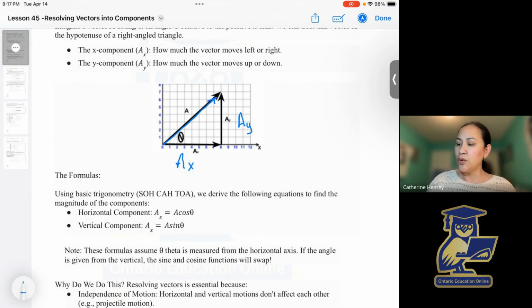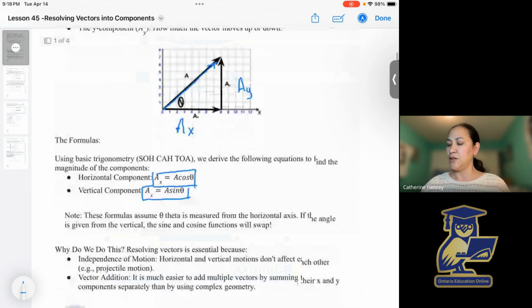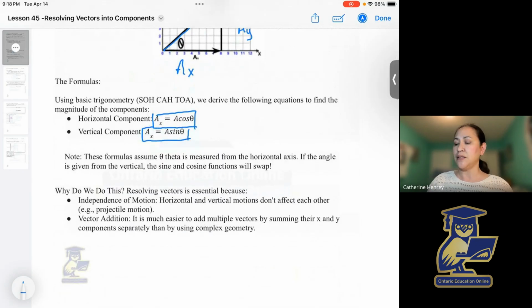To find the horizontal component of vector A, we take A, the magnitude of the vector, and multiply it by the cosine of the angle theta. To find the vertical component, we take the magnitude of the vector A and multiply it by the sine of the angle theta. Just a note, these formulas are based on the assumption that theta is measured from the horizontal axis. If the angle is given from the vertical axis, then these will actually be switched around.